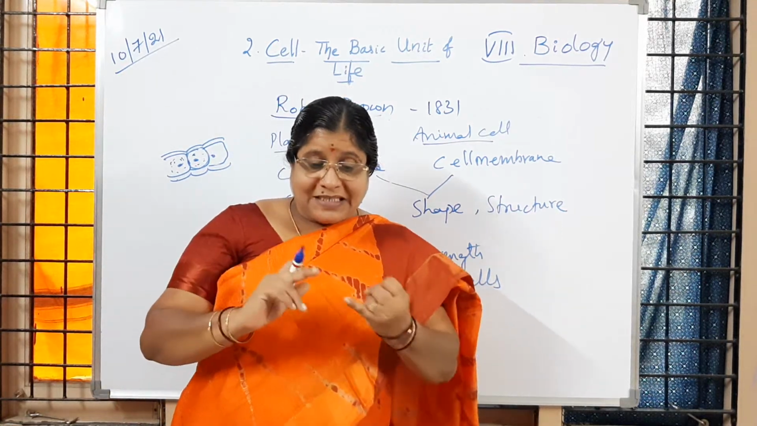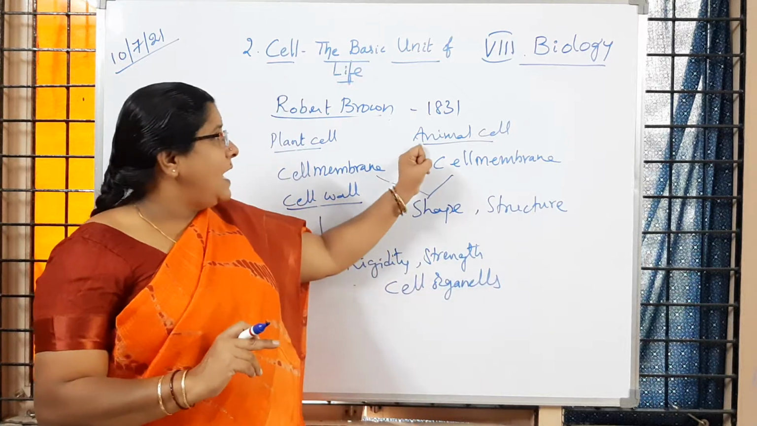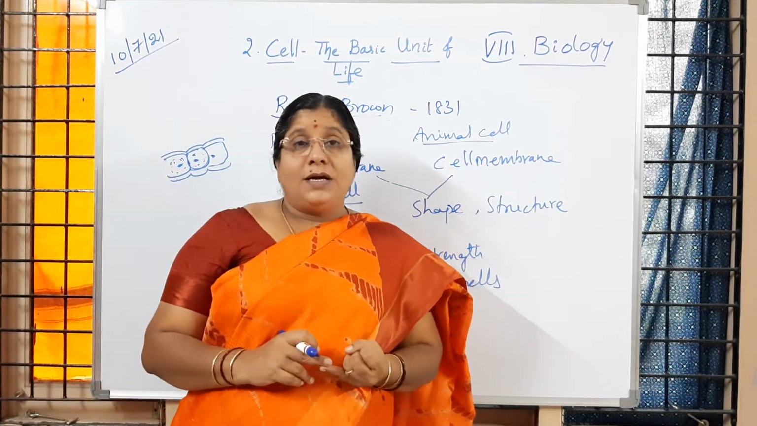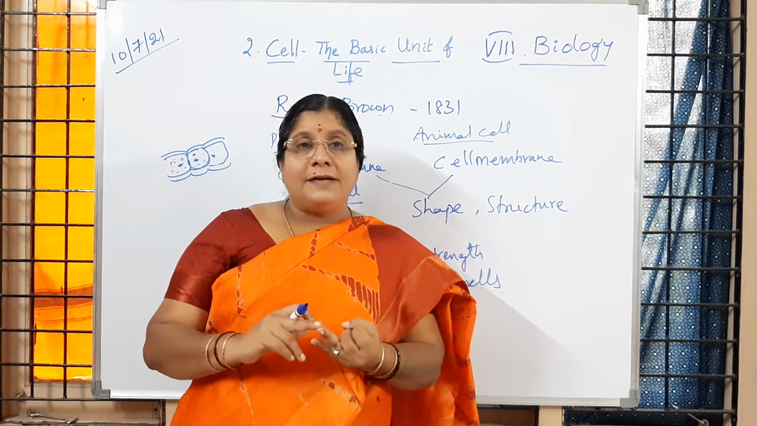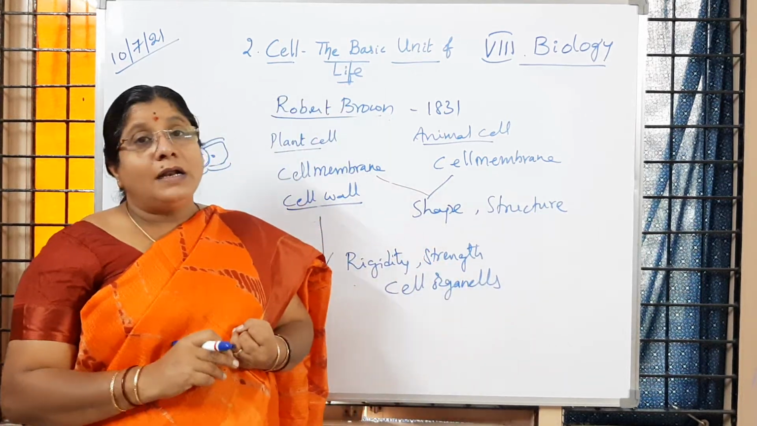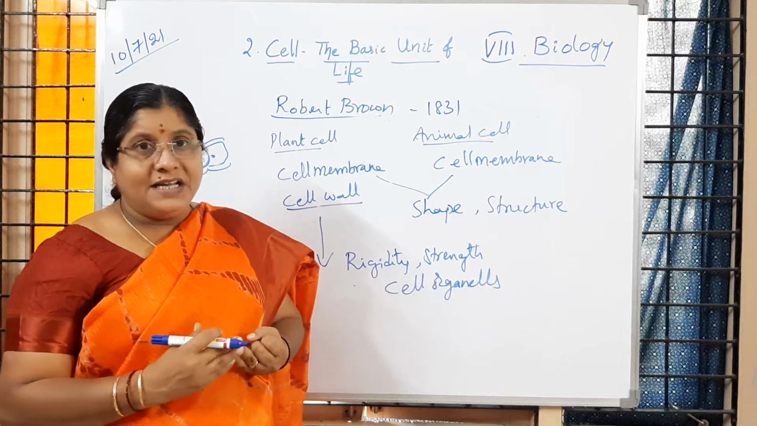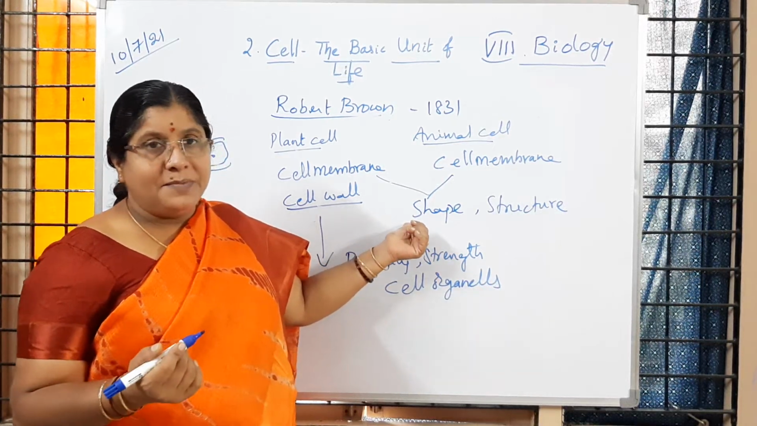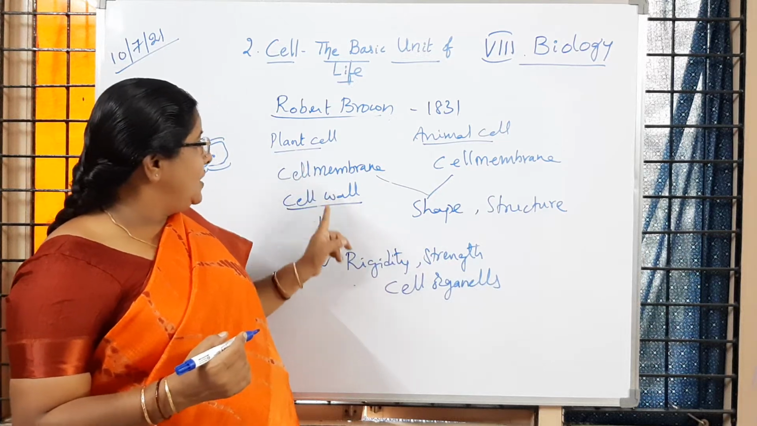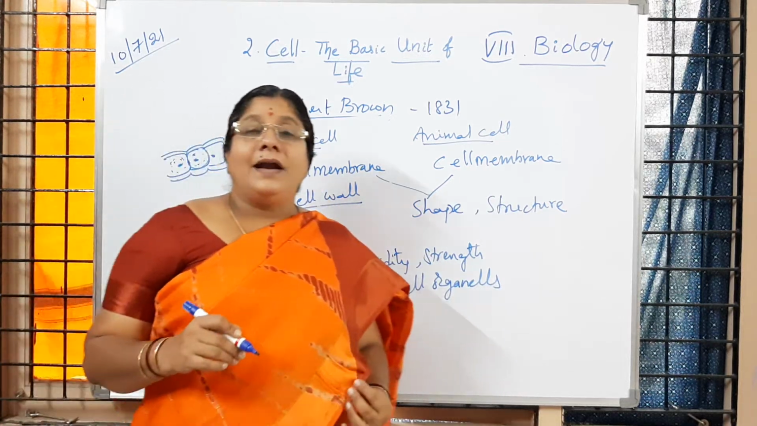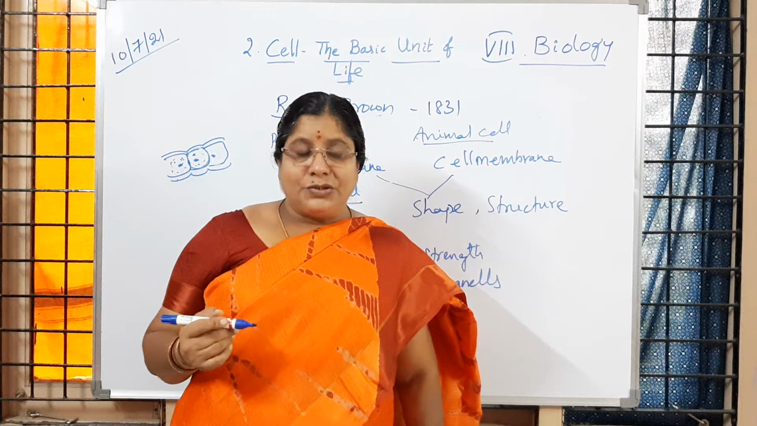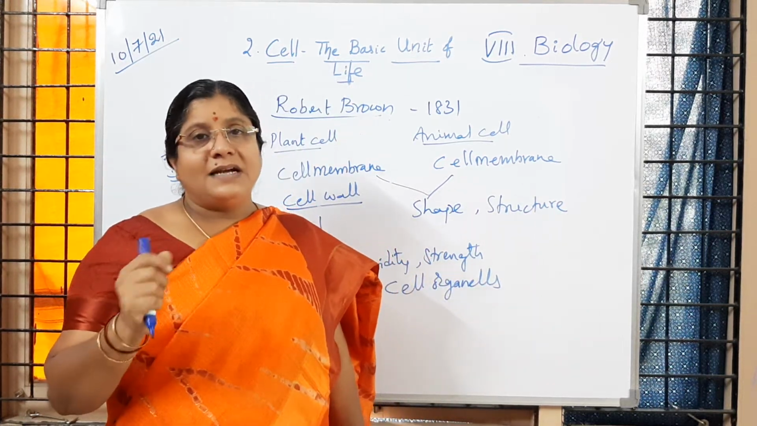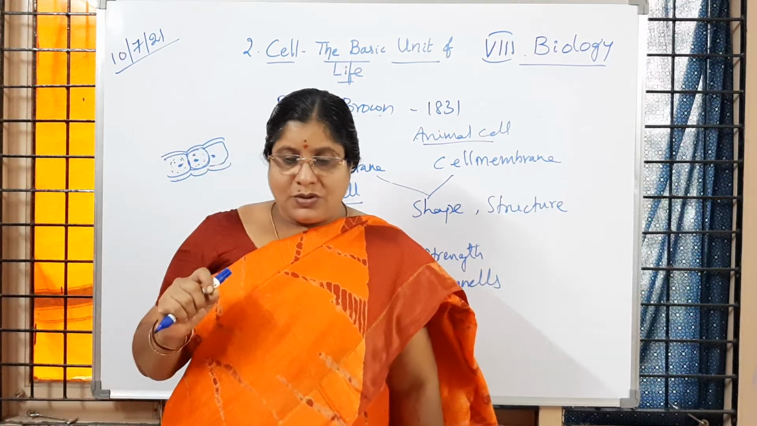The cell membrane is present in animal cells and plant cells. It gives shape and structure to the cells. Apart from that, it helps in allowing or exiting some of the materials. So it is called a selectively permeable membrane, and the cell wall is present only in plant cells, giving rigidity and strength to the plant cell. So now you have learned the difference between plant cell and animal cell also. Is it clear to you?